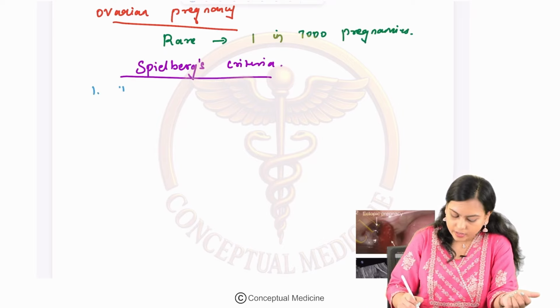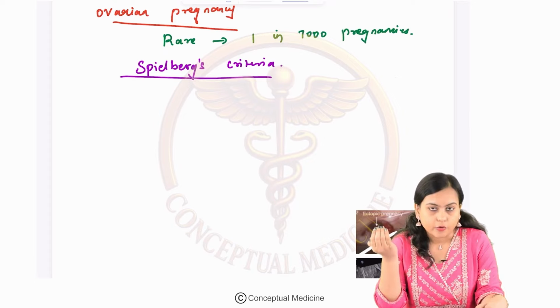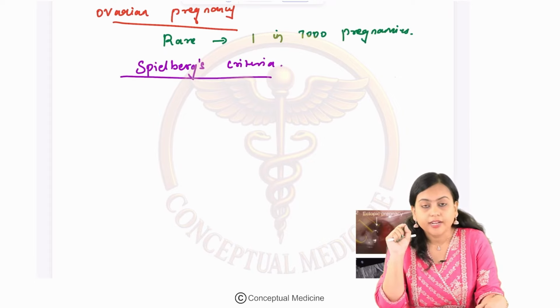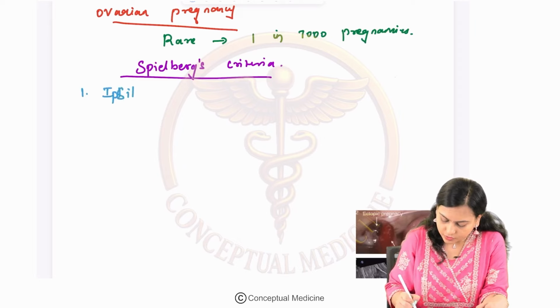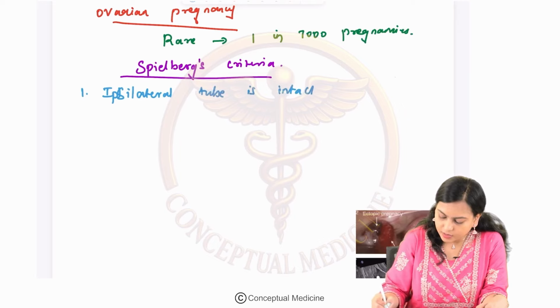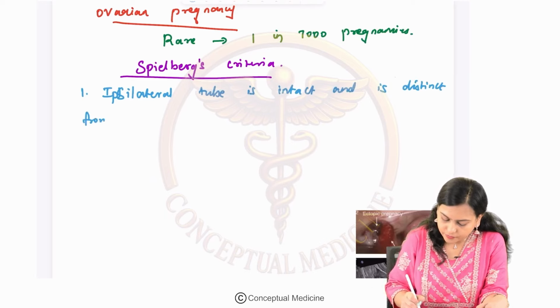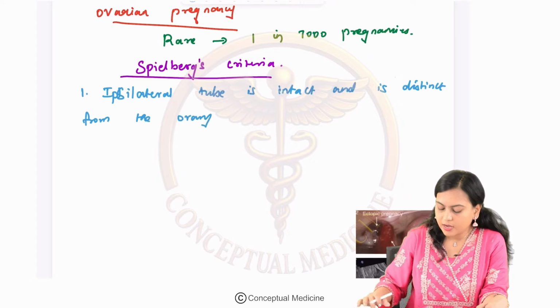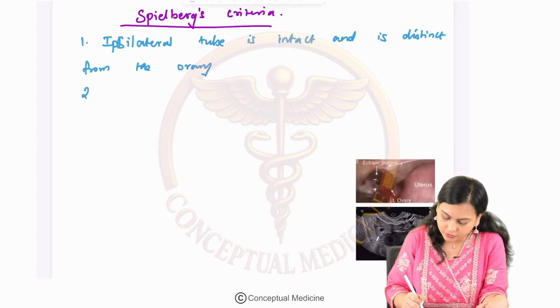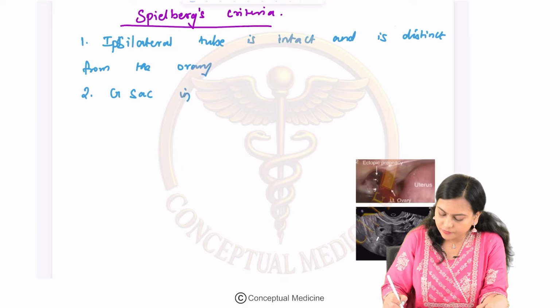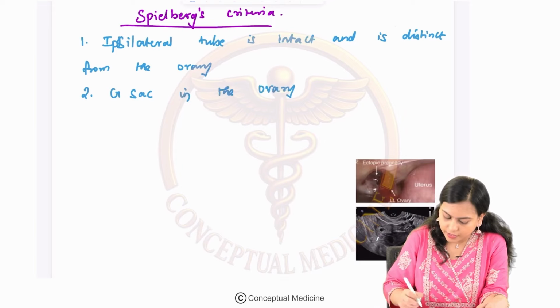First one, whenever there is an ectopic pregnancy in the ovary, the ipsilateral tube should be normal and it should be distinct from the ovary. So that is the first point: ipsilateral tube is intact and is distinct from the ovary. And for sure, you should be able to see a gestational sac in the ovary itself. So, there should be a G-sac in the ovary.